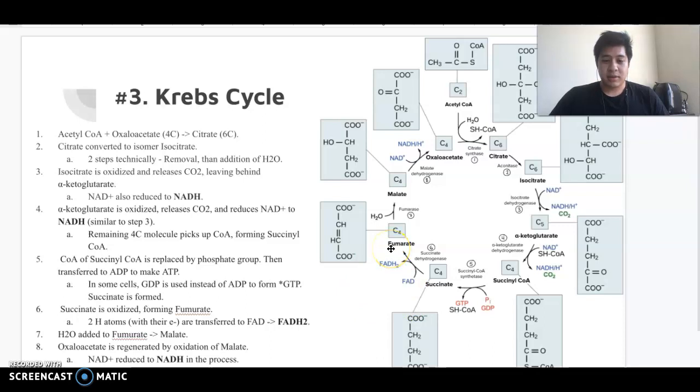In step 7, water is added to fumarate to convert it to malate. And finally, in step 8, oxaloacetate is regenerated by the oxidation of malate, as you can see here. And again, NAD+ is reduced to NADH.